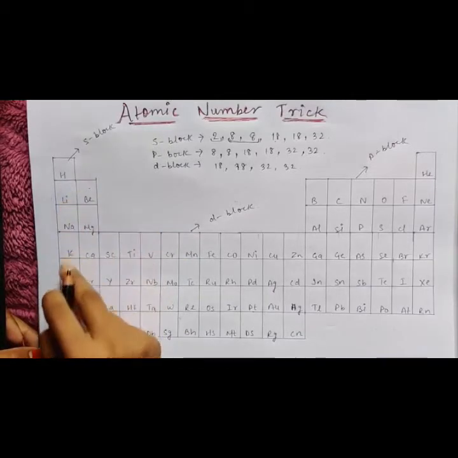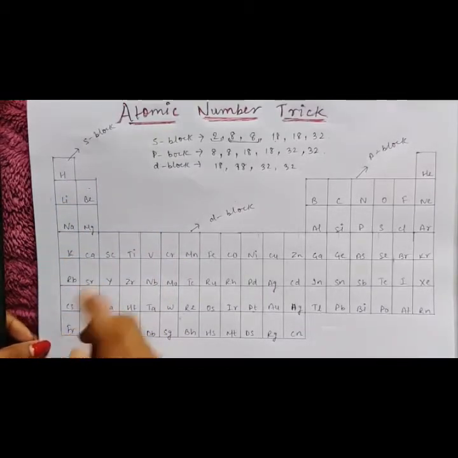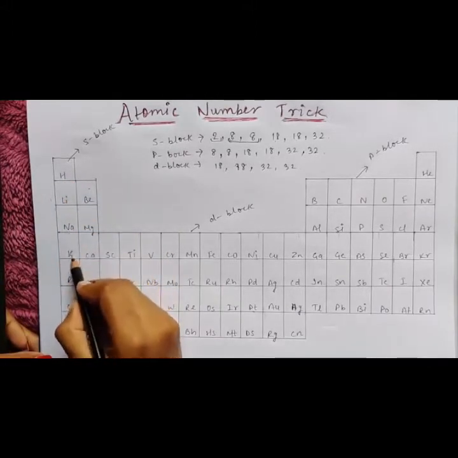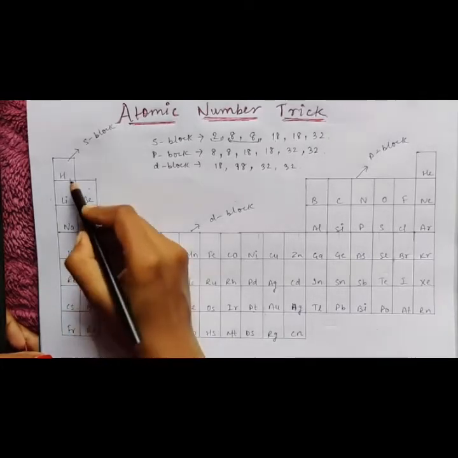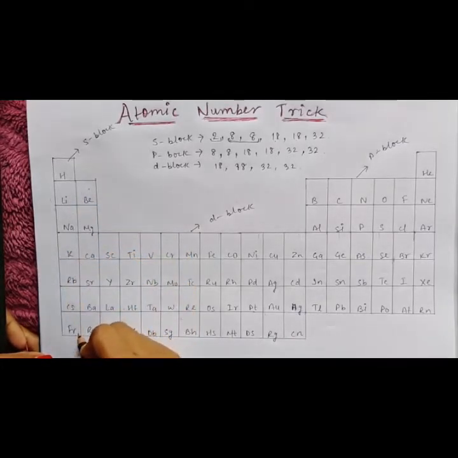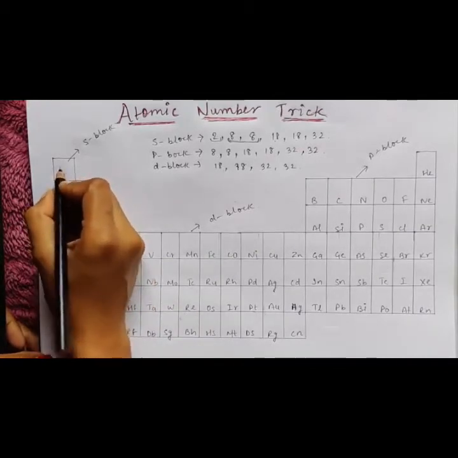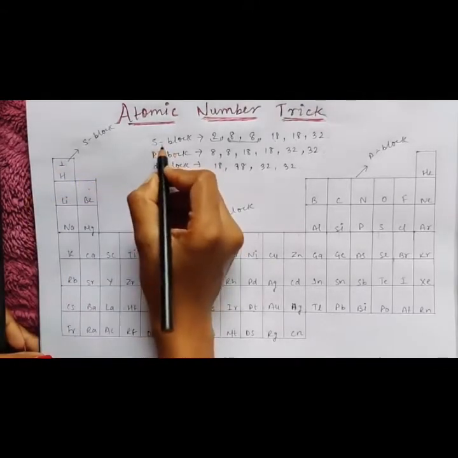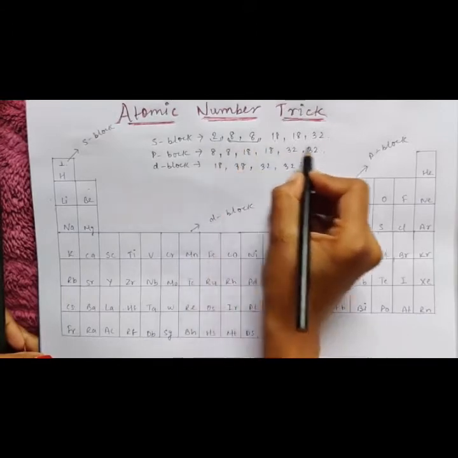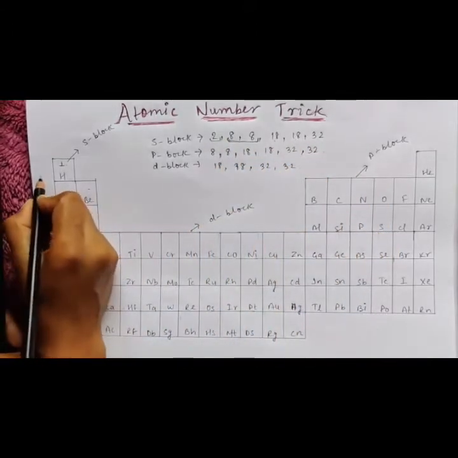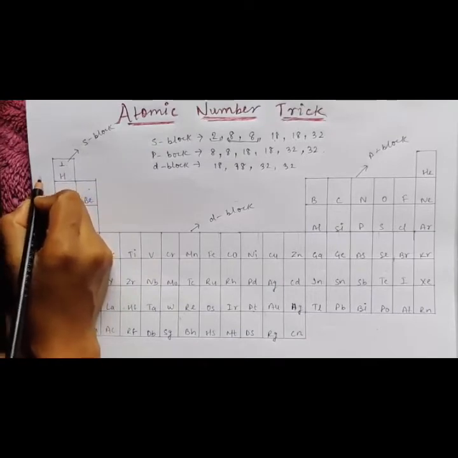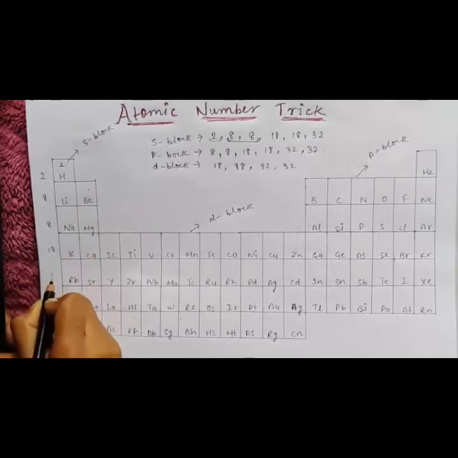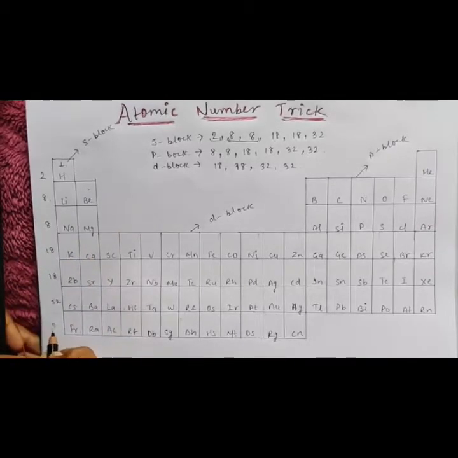So for the S block elements, the first is hydrogen, then lithium, sodium, and so on. In these elements, the first atomic number is 1. Hydrogen's number is 1. I will write 1. I am writing this order here: 2, 8, 8, 18, 18, 32.